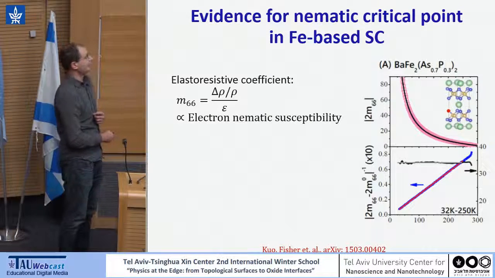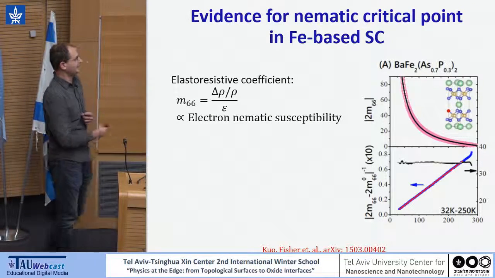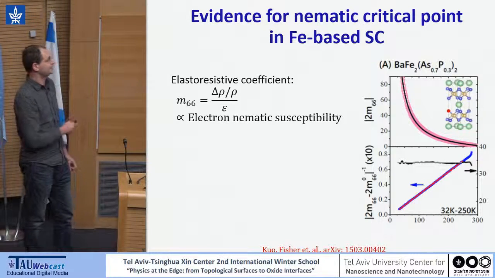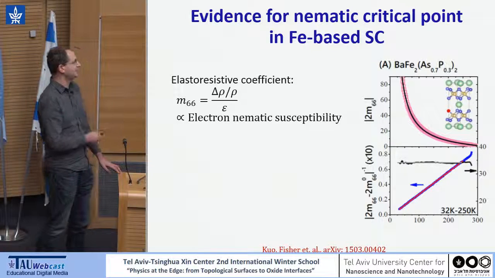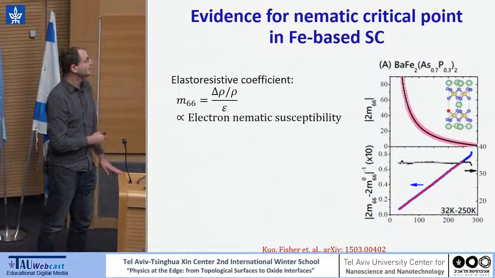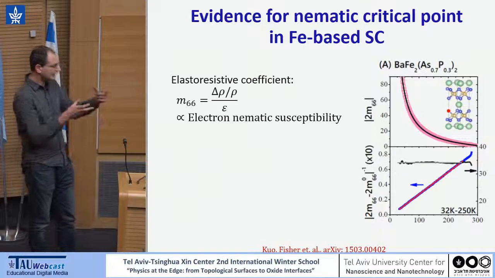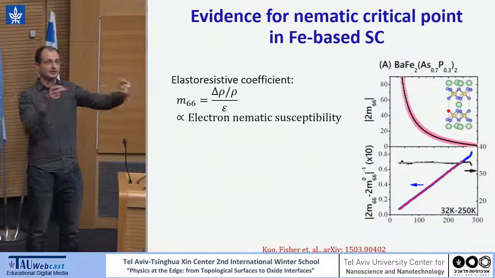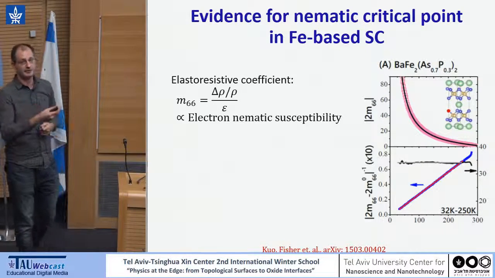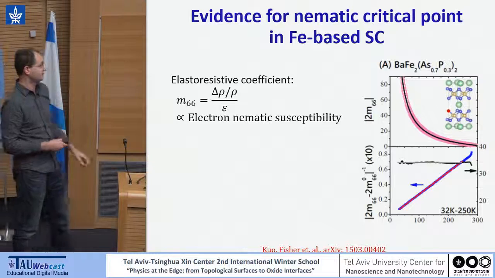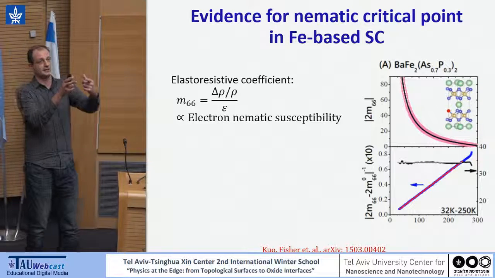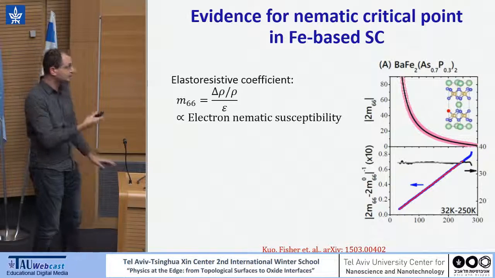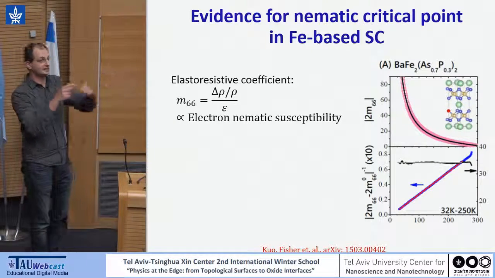Okay, so just to show evidence that there is indeed an Ising nematic criticality in this material, there have been experiments by Ian Fisher's group. They measured the elastoresistive response, so they basically apply strain along either x or y and measure the resistivity anisotropy in the system. So that, if you like, is like a nematic susceptibility. It tells you how susceptible the electrons are to breaking the C4 symmetry.